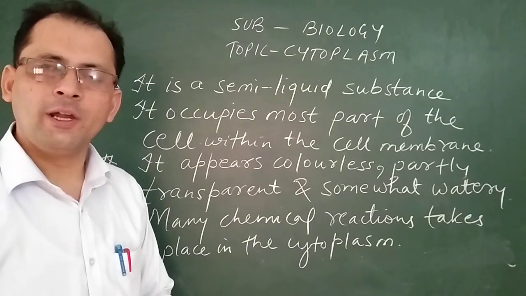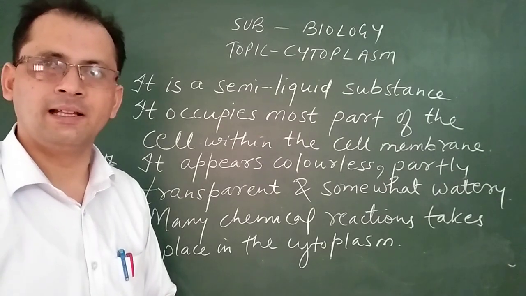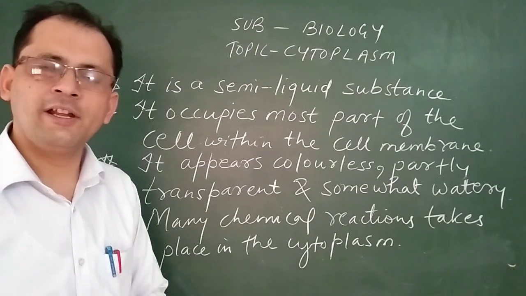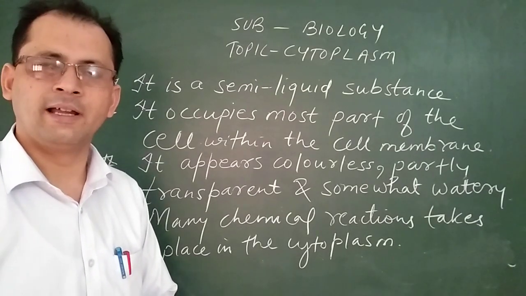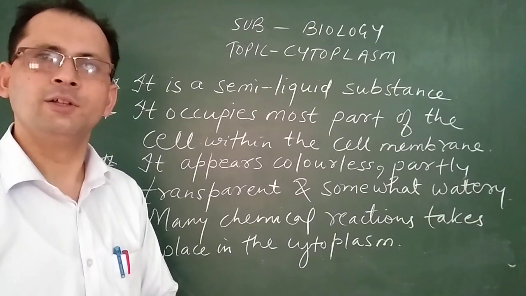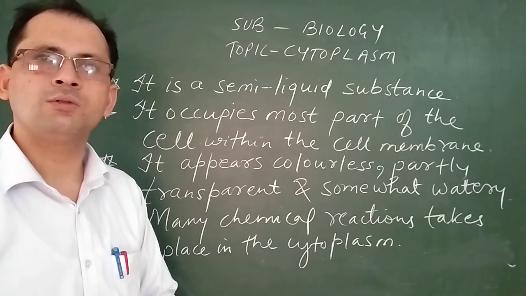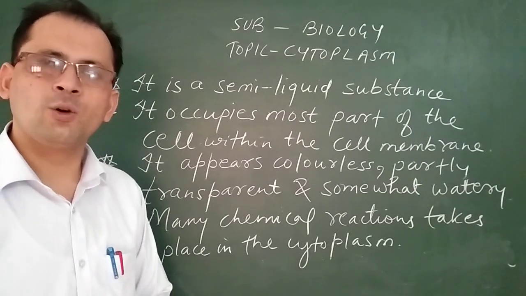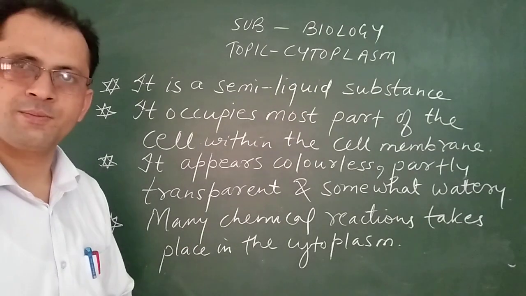Today we are going to discuss the second important component of the cell, that is cytoplasm. You already know, beta, that the cell has three major components: cell membrane, cytoplasm and the nucleus. In the previous video I told you about the cell membrane and its function. Now today we are going to discuss the second component, that is cytoplasm.